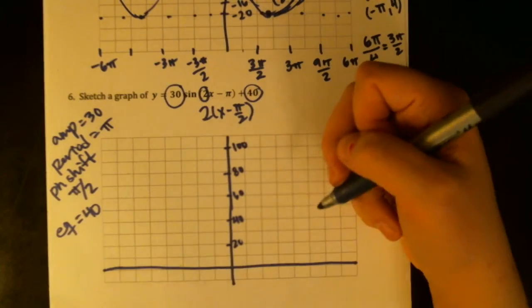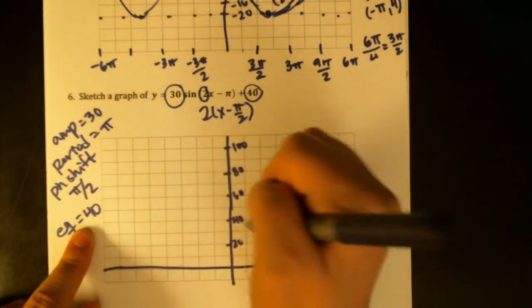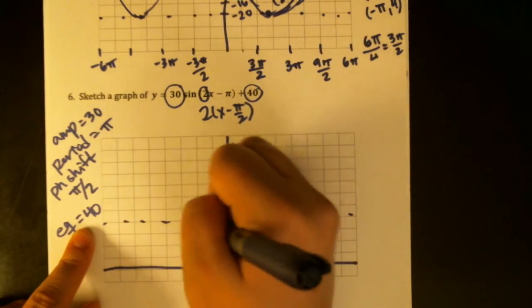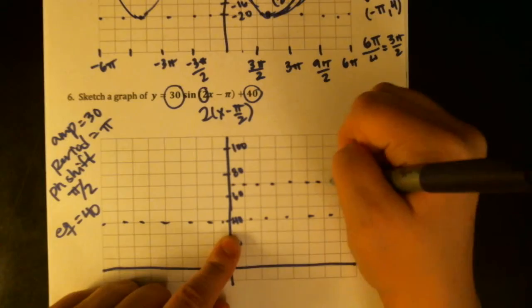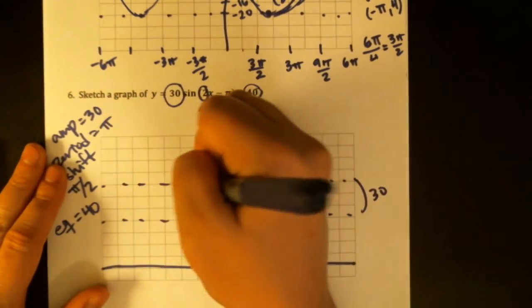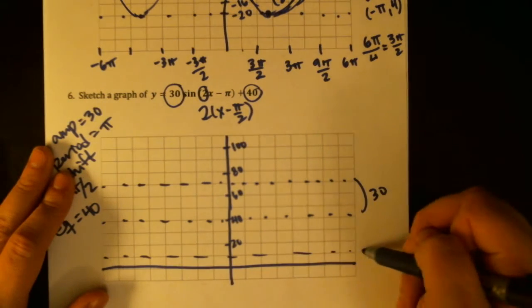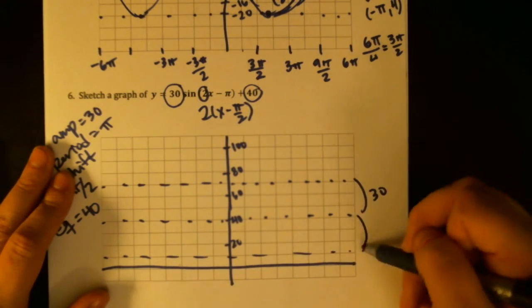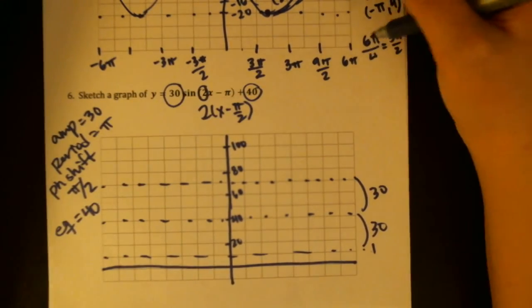Okay, so we said the middle was at 40. So there's equilibrium. And then we go up to 70, so amplitude is 30. And then down to 10. And again, that's using our amplitude of 30. Okay, so there's the vertical stuff.